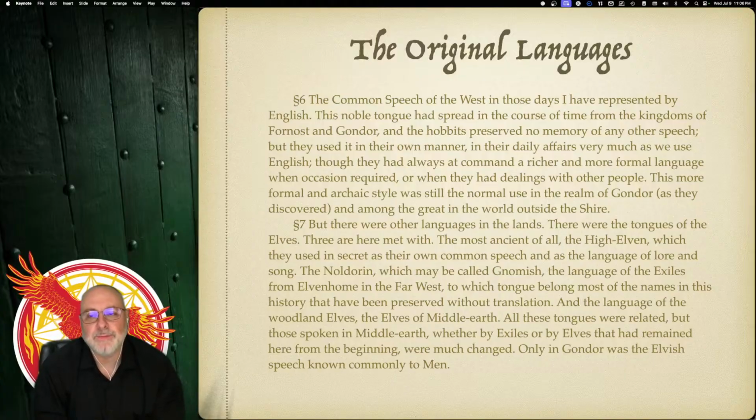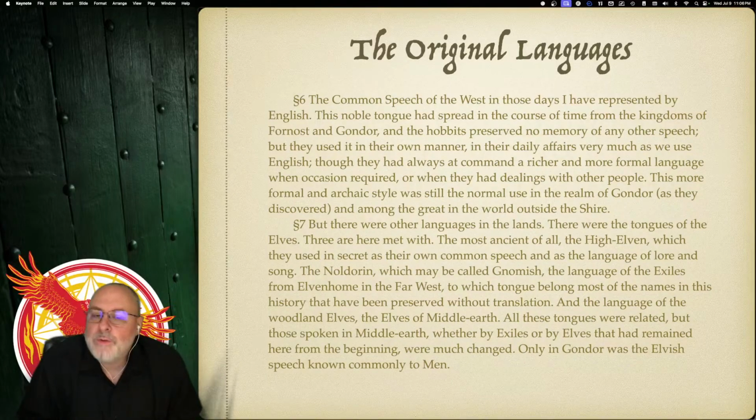This noble tongue had spread in the course of time from the kingdoms of Fornost and Gondor, and the hobbits preserved no memory of any other speech, but they used it in their own manner, in their daily affairs, very much as we use English, though they had always at command a richer and more formal language when occasion required, or when they had dealings with the other people. This more formal and archaic style was still the normal use in the realm of Gondor, as they discovered, and among the great in the world outside the Shire.